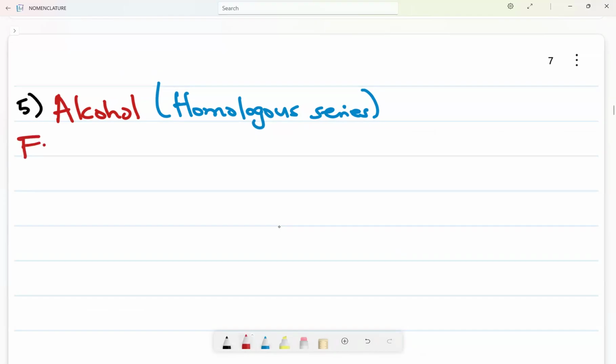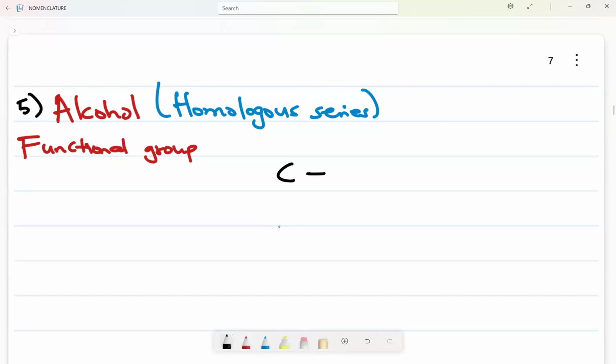Now, this alcohol is just a homologous series. What's its functional group? When we define alcohol, we say it is a compound taken from an alkane also, but instead of substituting an H with a halogen, they substitute an H with a hydroxyl group. So they substituted an H with a hydroxyl group.